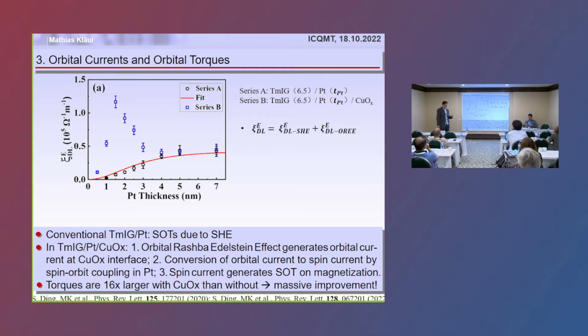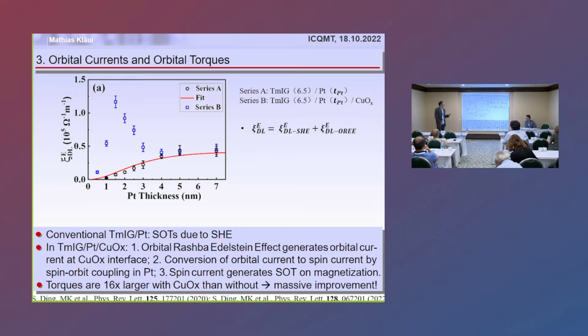Okay, great, thanks. So I'm not going to repeat everything, but for the online people, please read these 2 papers. They're amazing, and you'll learn everything about orbital currents and the Orbital Rashba-Edelstein Effect, and it gives you 16 times larger orbital torques, and everyone's happy.